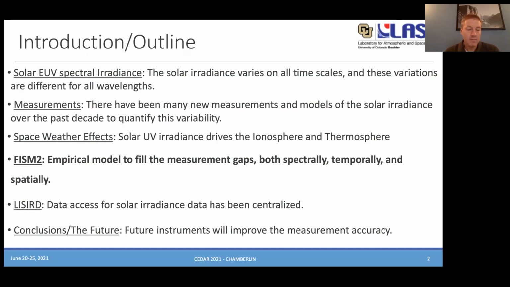Then I'm going to show you LISIRD, which is the one-stop shop for any solar irradiance measurements that we have, or models such as FISM. And then, what does the future have for us?